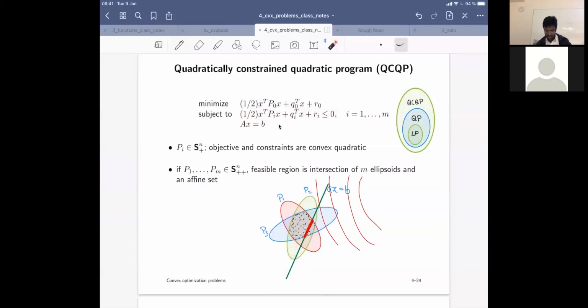No, that's not an affine function, right? This together makes a quadratic function, which gives you the ellipse. No. It has other parts also.